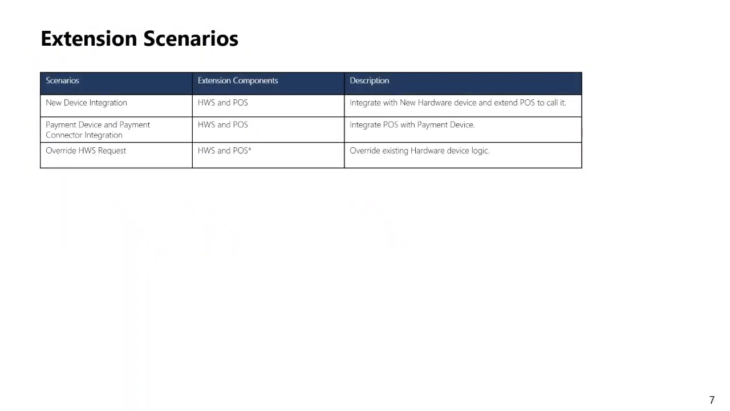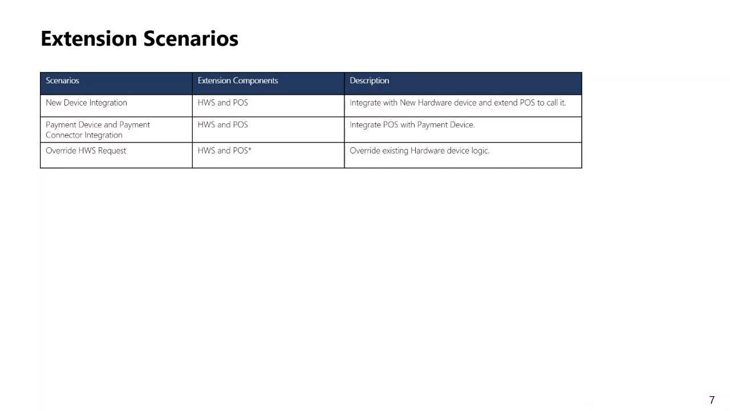Now I'll quickly cover the different extension scenarios in which you can extend the hardware station. There are three main scenarios. One is the new device integration. Say you want to integrate with a new device from the point of sale. For example, I want to integrate my point of sale with a coin dispenser device. A coin dispenser is a device where, as soon as your transaction is done, if there is some balance in coins, you can integrate with that device so that it will automatically dispense the coins out.